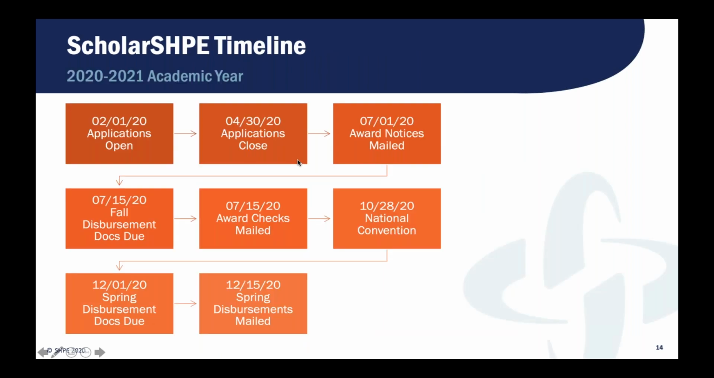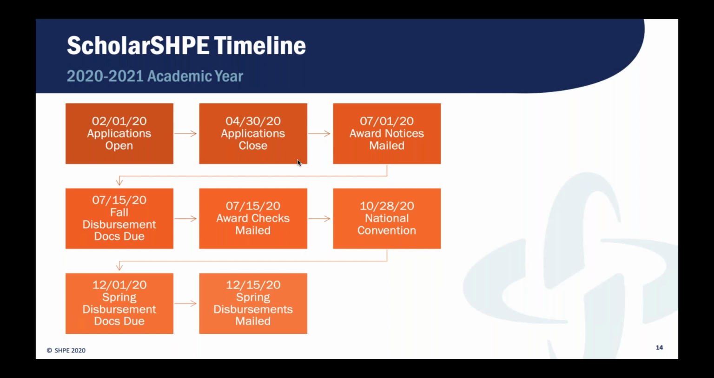So this is the timeline. Today, applications open. On April 30th, they will close. Please give yourself enough time. I'll go over the requirements of the actual application itself. And so the sooner you get started, you're already ahead of the game by joining this webinar today. The sooner you can finish and ensure that you meet that deadline.